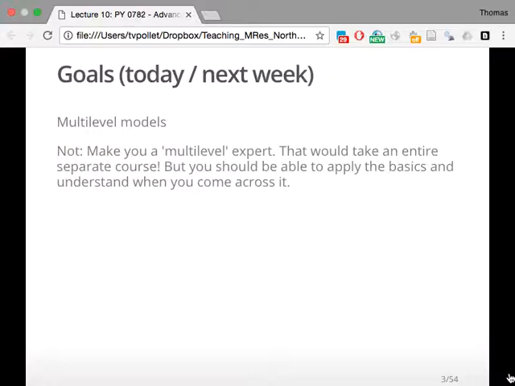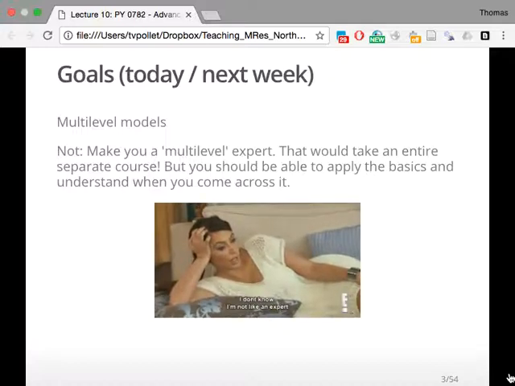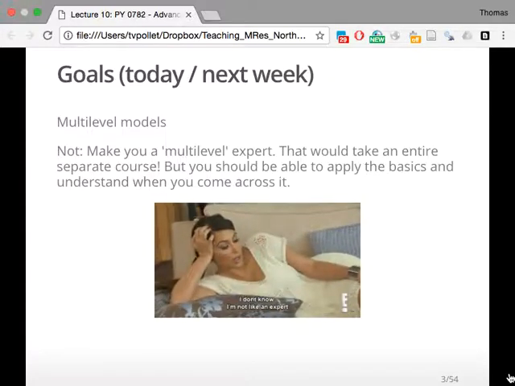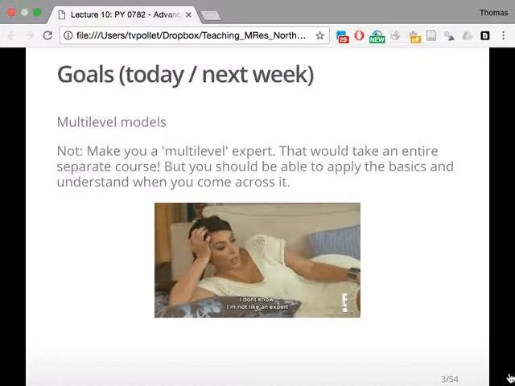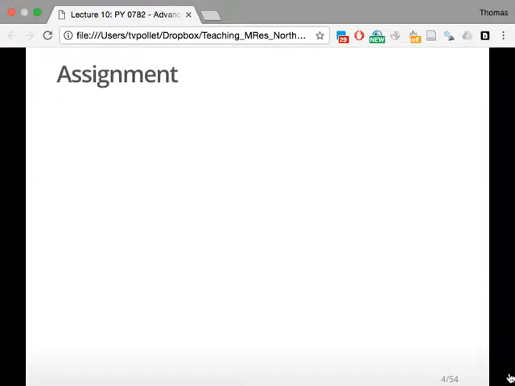I won't be able to make you a multi-level expert, so as with structural equation models, it would take an entire separate course. Other universities have an entire separate course on multi-level models, and I'm trying to squash everything in 2 lectures. So it will just be the highlights. The idea is that you have an understanding when you come across it, and that you're able to build very basic multi-level models yourself. Same as with structural equation models. Some other universities would have an entire course just on multi-level or on structural equation models, and you're sort of getting the quick highlights of what it means in R and how to do it.